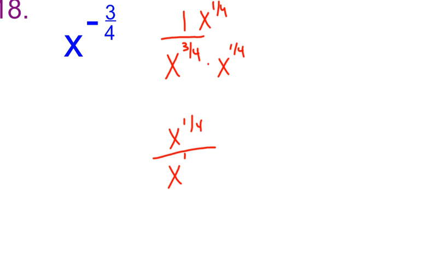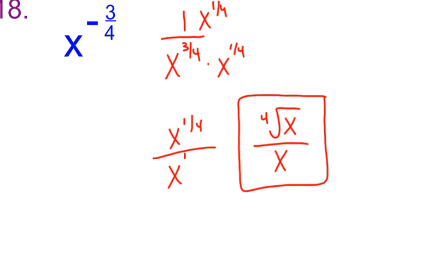Now before I can finish, I need to put this in radical form. So I would write this as the 4th root of x to the first over x. Final answer.